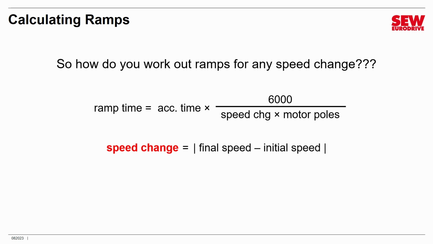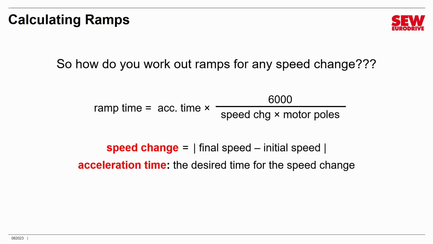And then you take the absolute value. In other words, you don't want a positive or negative sign on it. You just want the change in RPM. All right, that's speed change. Next comes the acceleration time. That's the time you want that speed change to take.